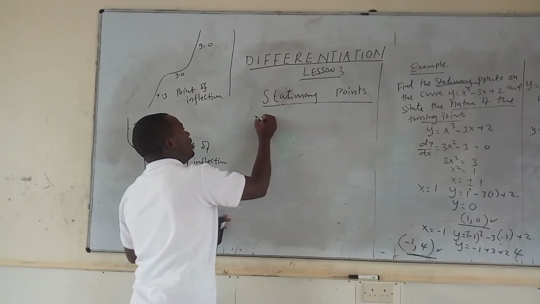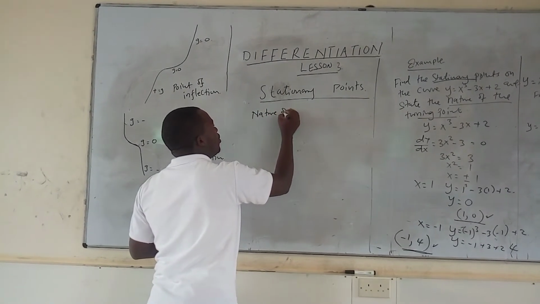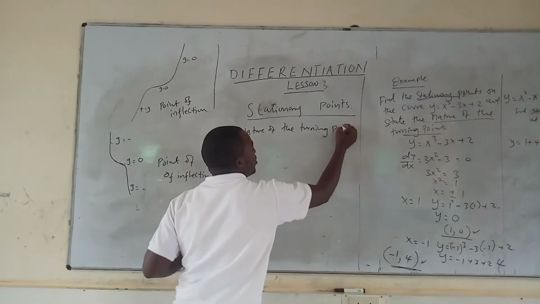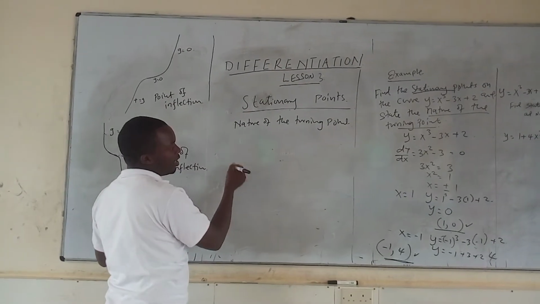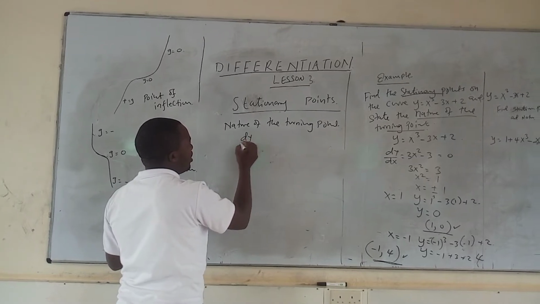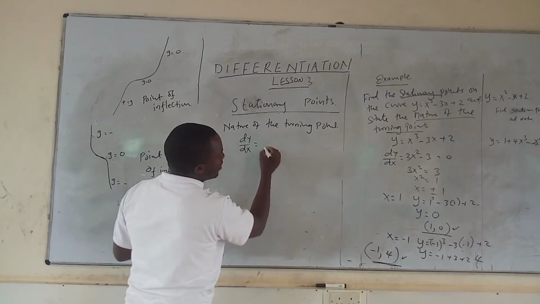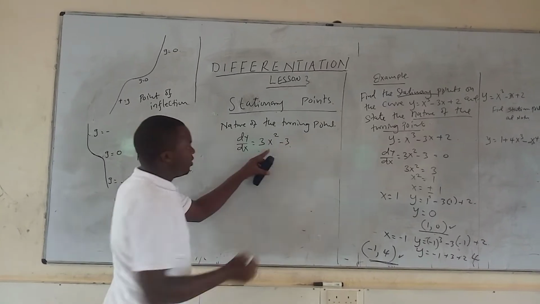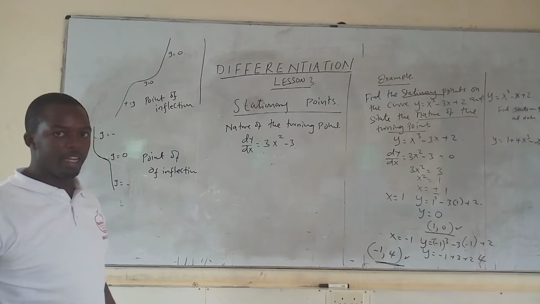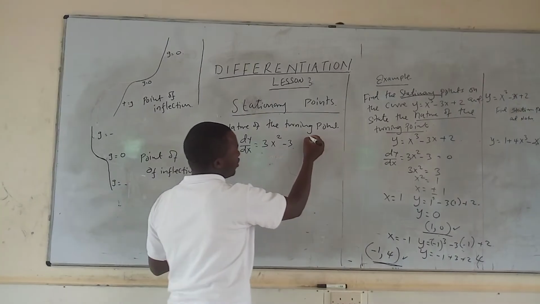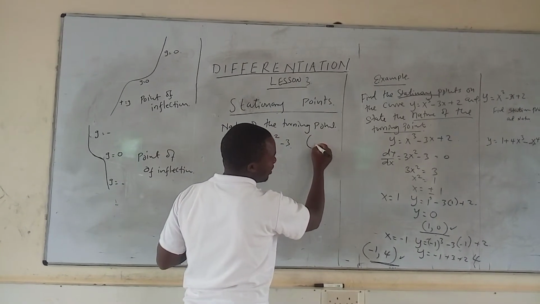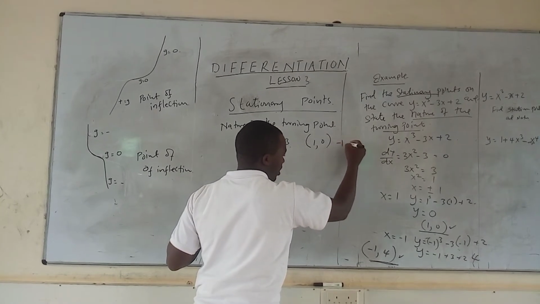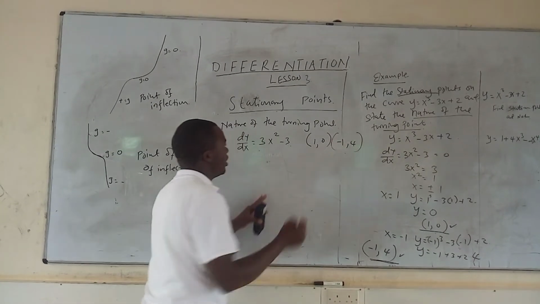The nature of the turning point. So if I had dy/dx as 3x squared minus 3, this is the gradient function at the turning point. And you remember the stationary points, I have them as (1, 0) and another one as (-1, 4). These are the stationary points.